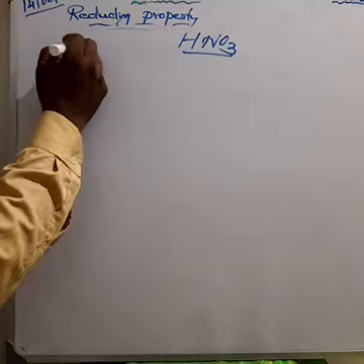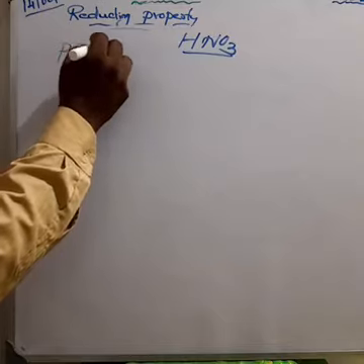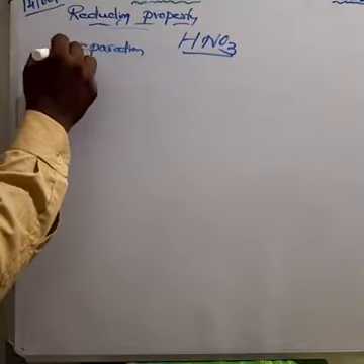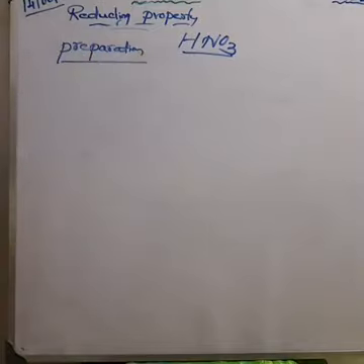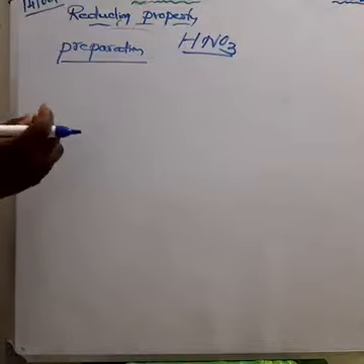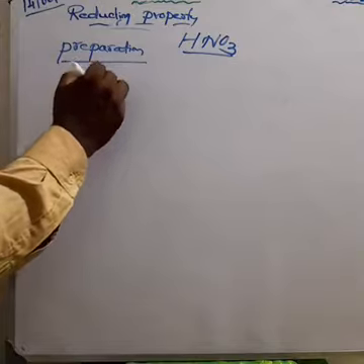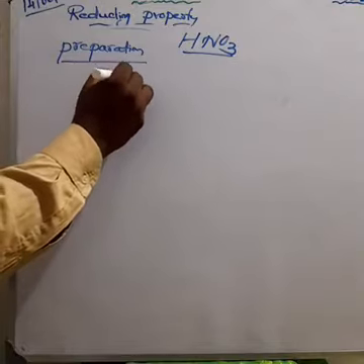Before that, we have to learn about the preparation of nitric acid. Here we are using two preparations. One is the laboratory preparation. Another is the commercial method of preparation. What does the laboratory preparation mean? We are taking equal amounts of potassium nitrate.